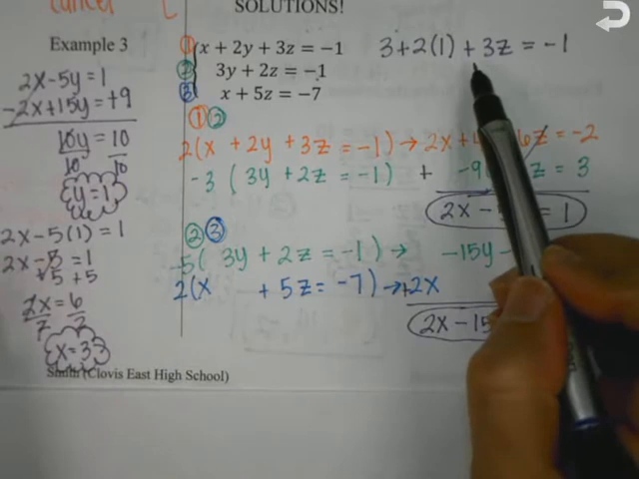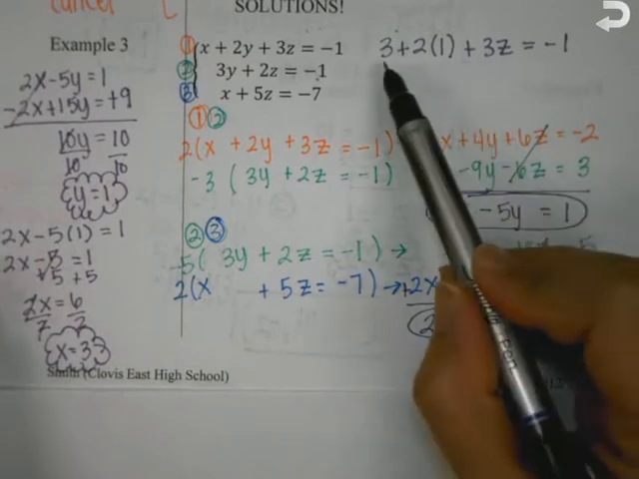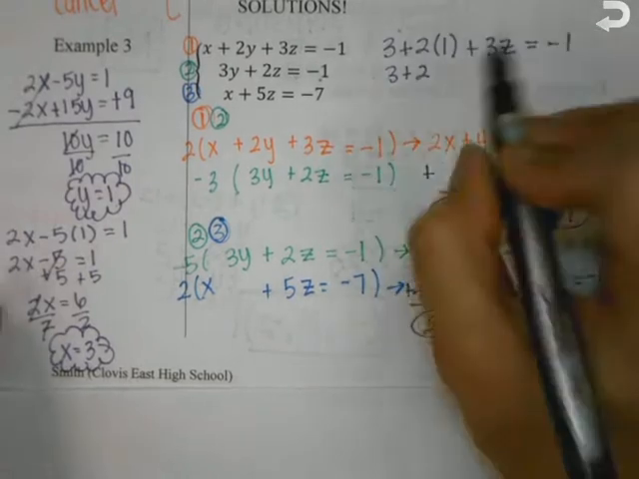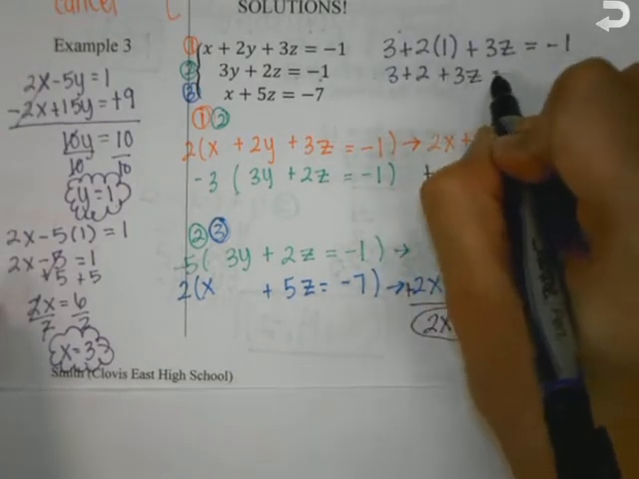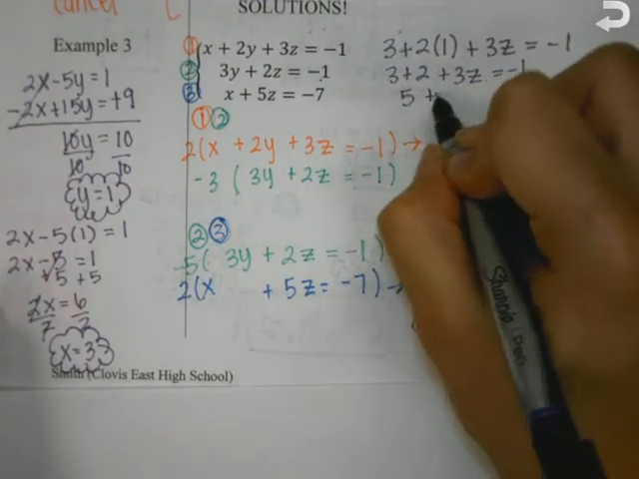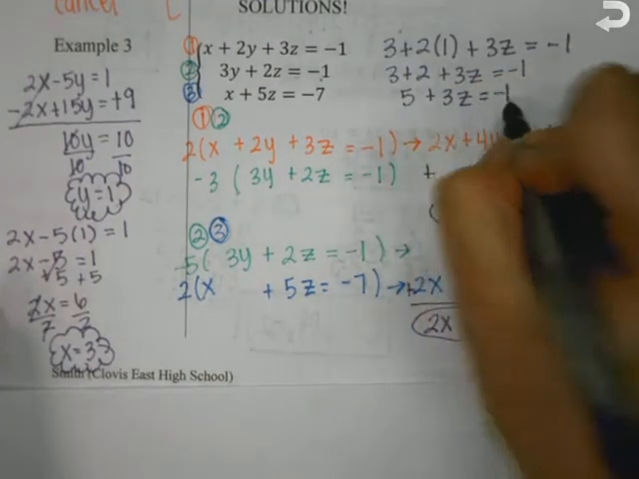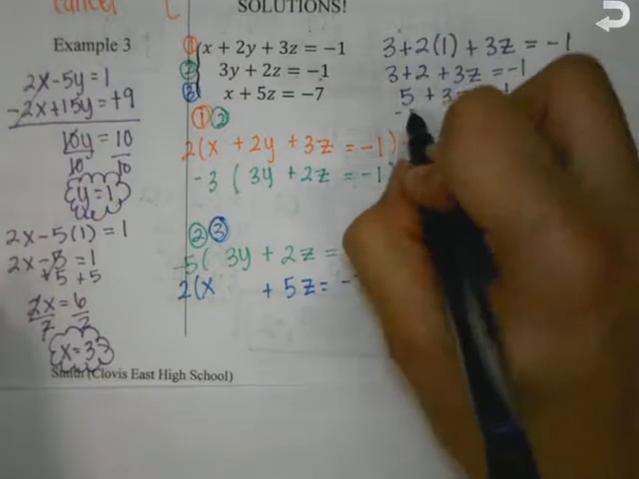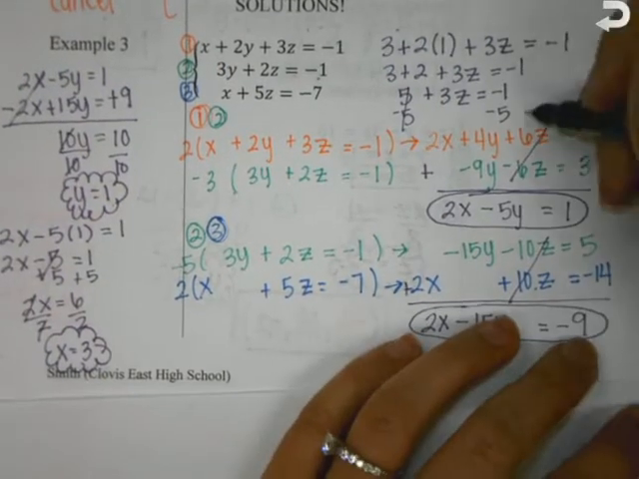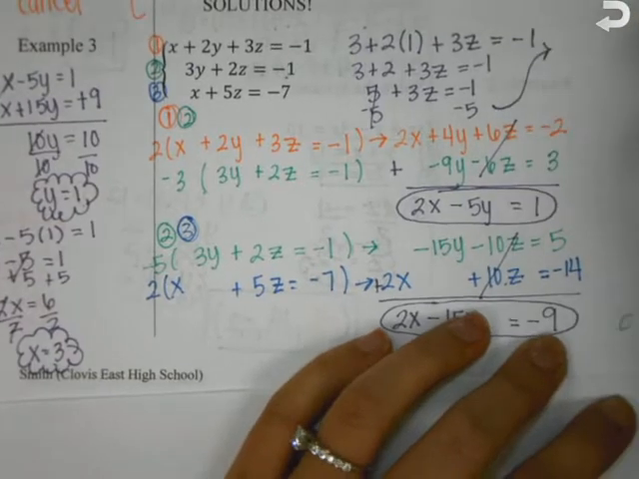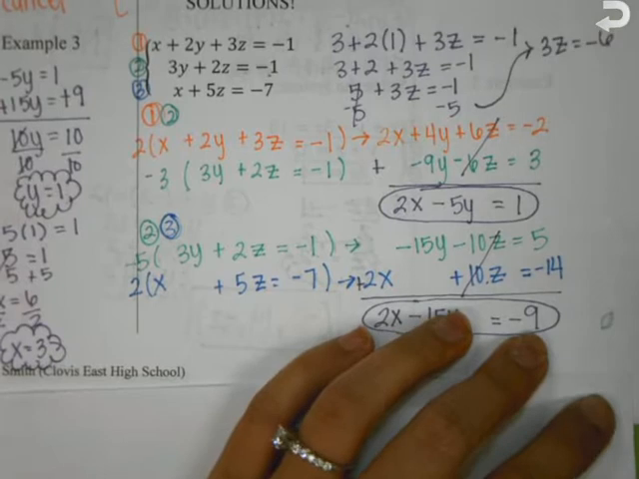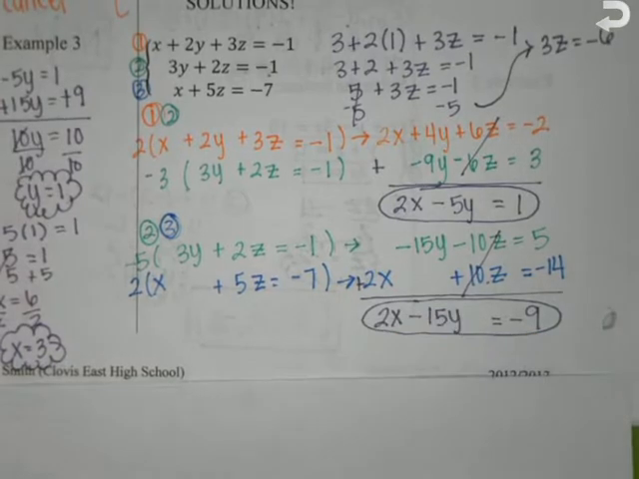3 plus 2 plus 3z equals negative 1. So that's 5 plus 3z equals negative 1. Subtract 5. Darn it, I ran out of room again. So that gives me 3z equals negative 6. Divide both sides by 3. Z equals negative 2.